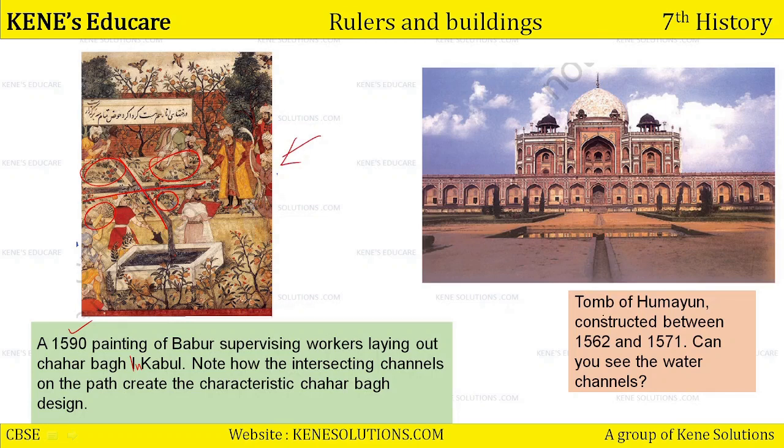Second picture is of the Tomb of Humayun, constructed between 1562 and 1571. Can you see the water channels? These water channels are there so that water can flow properly from one range to another. So these are the two images I wanted to show you. First is the painting of Babur instructing the workers regarding the Char Bagh design, and second was the tomb of Humayun constructed between the period of 1562 and 1571.